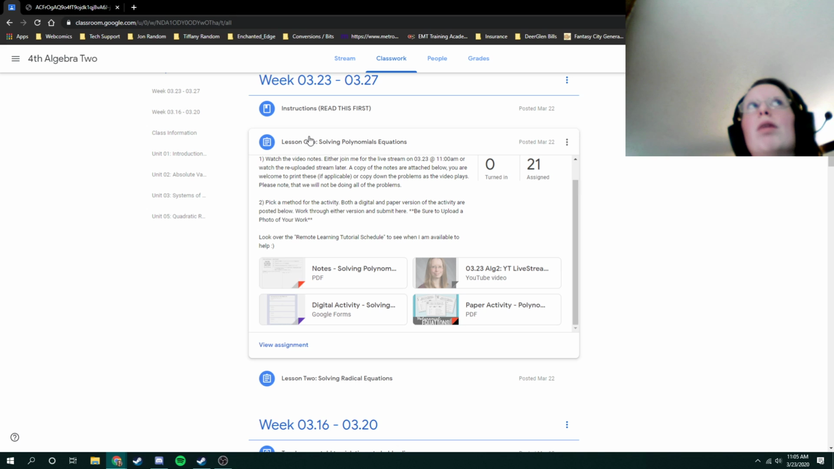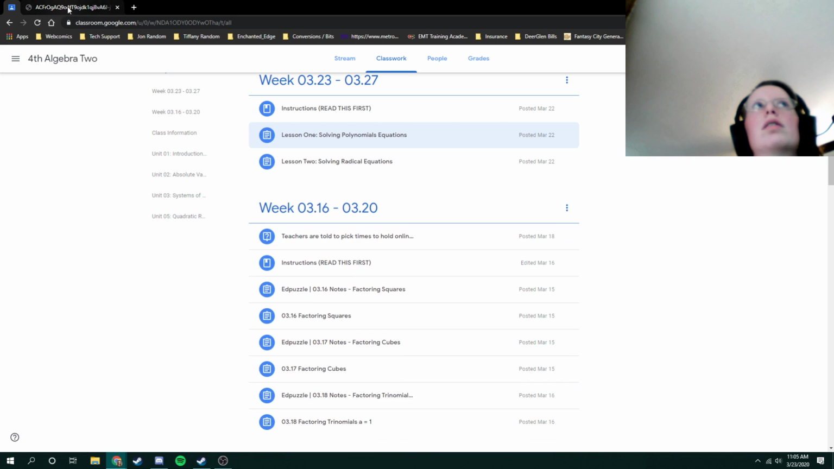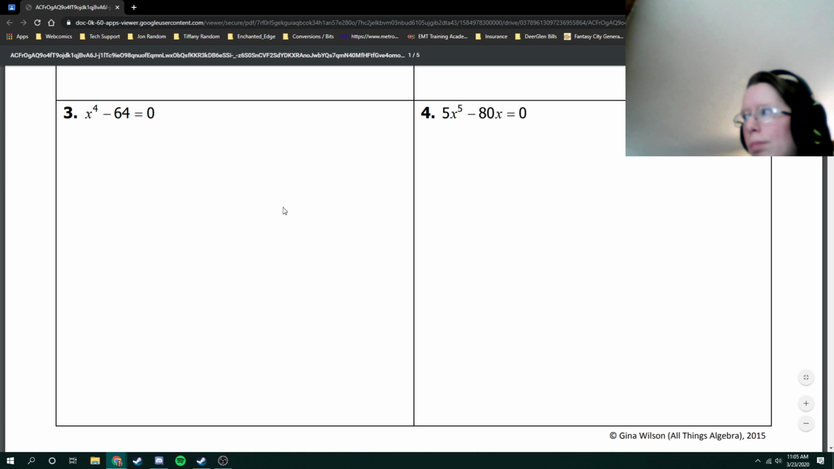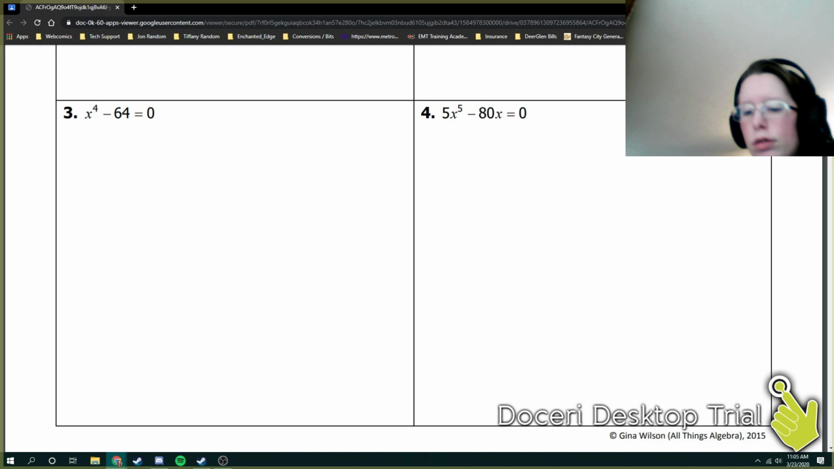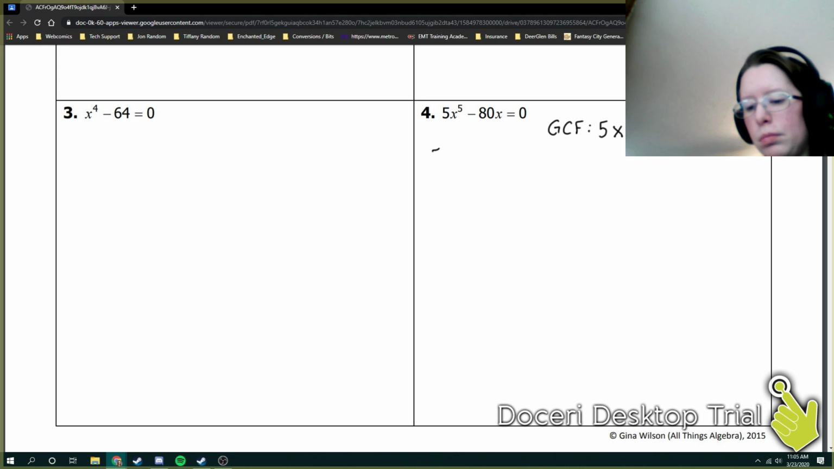Alright, I'm going to go back to the notes now. We're on problem number 4. 5x to the 5th minus 80x. The first thing I see when I see this problem is that it does have a greatest common factor. In this case, there's 1 power of x in common, and the largest number goes into both 5 and 80, which is 5. Thank you, Nick. So I'm going to take out the 5x.